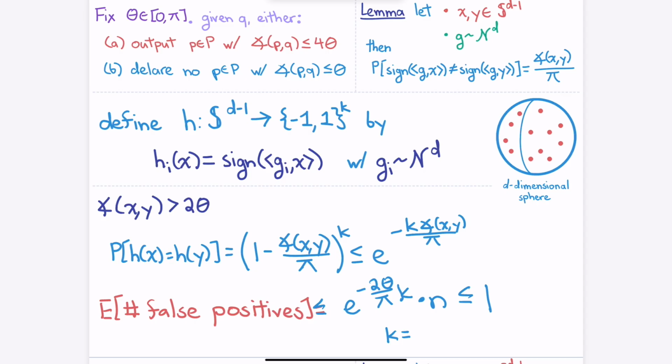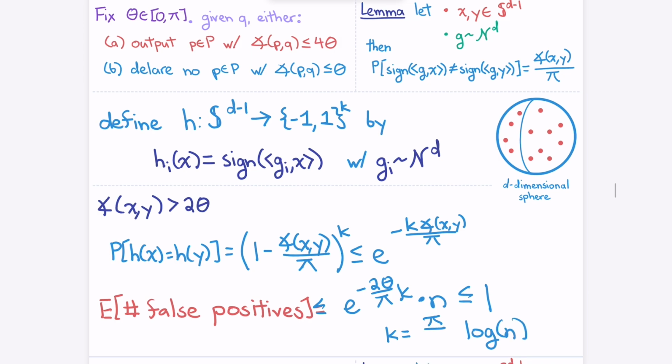Well, there's a negative sign, so it's not log over n. I think just log n will be fine. It'll be something times log n to get rid of the n. What goes in front of it? Pi over 2 theta. So if I choose k equal to pi over 2 theta, then I shouldn't waste too much time looking at false positives.